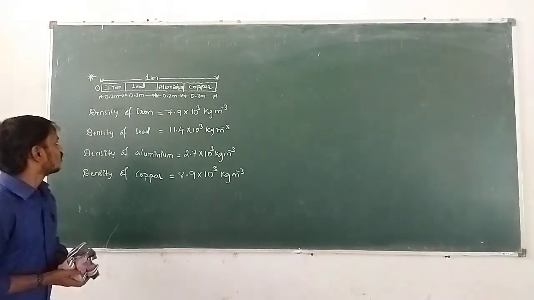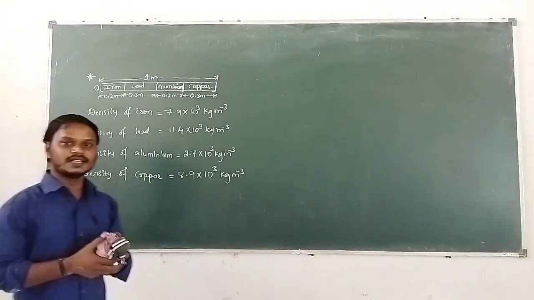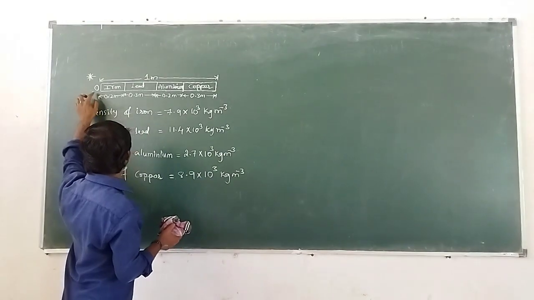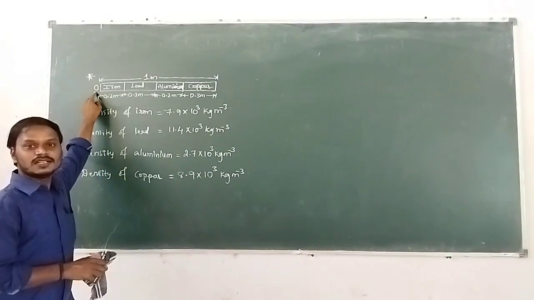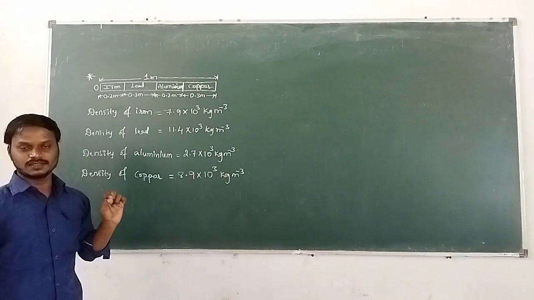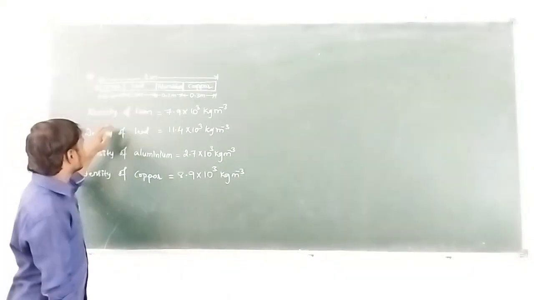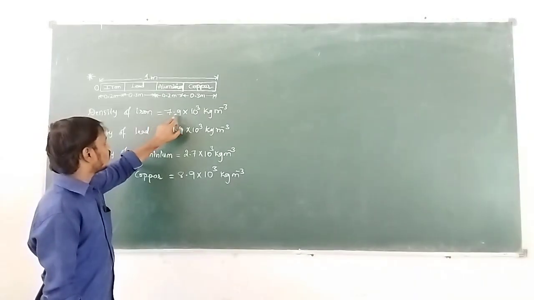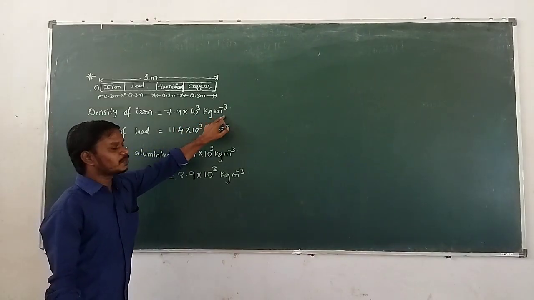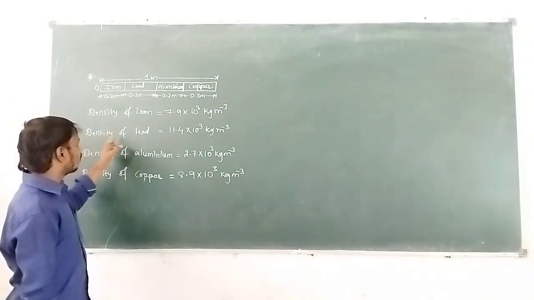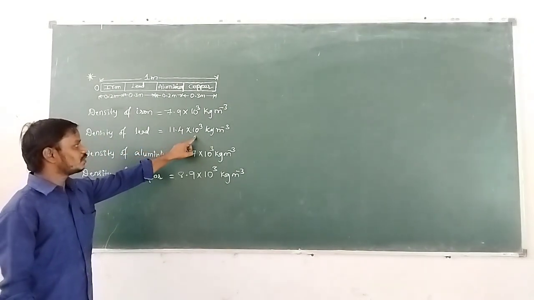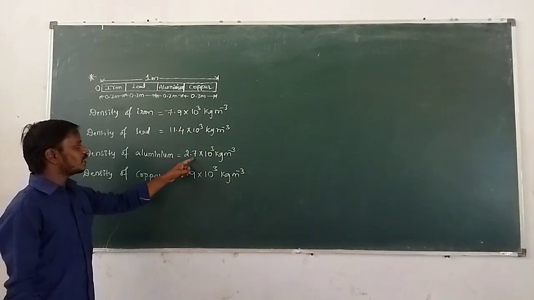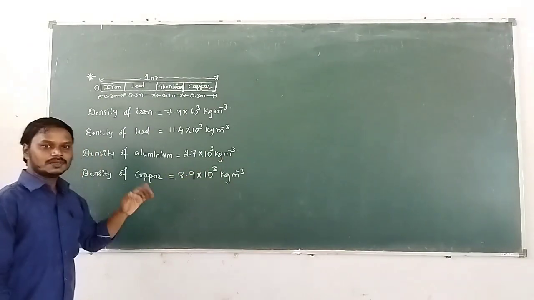So what is our question? Our question is to find the position of the center of mass of the rod from the end O. Now see, the densities are given. The density of iron is 7.9 into 10 to the power of 3 kg per meter cube. The density of lead is 11.4 into 10 to the power of 3 kg per meter cube. The density of aluminium is 2.7 into 10 to the power of 3 kg per meter cube.